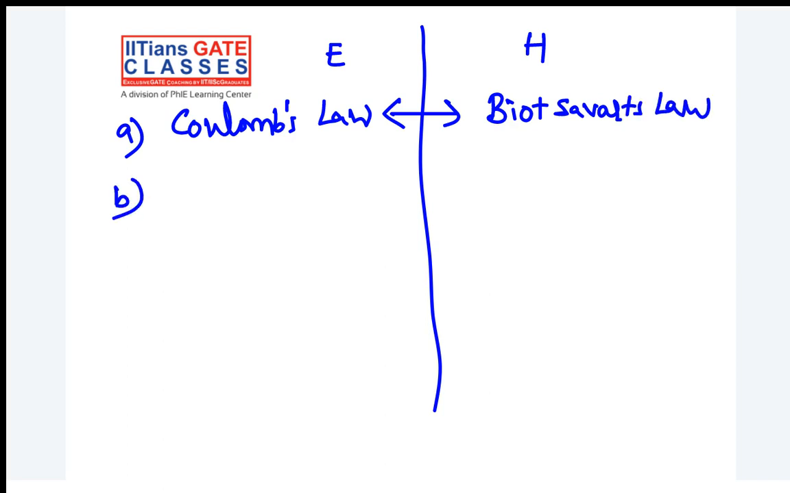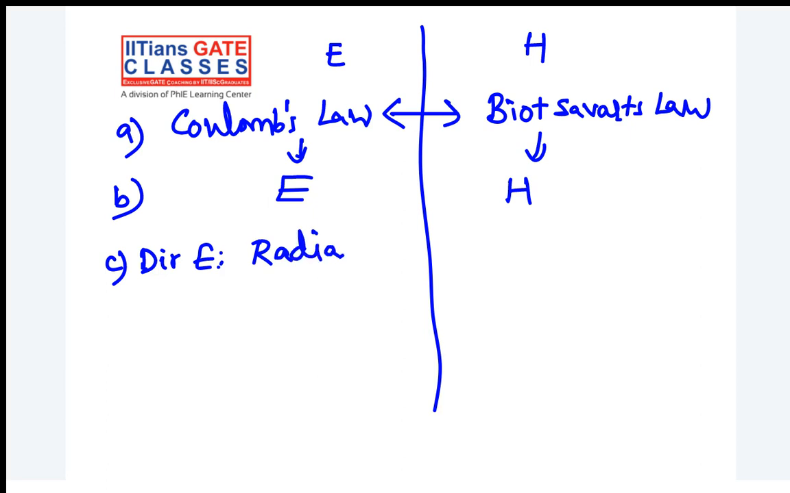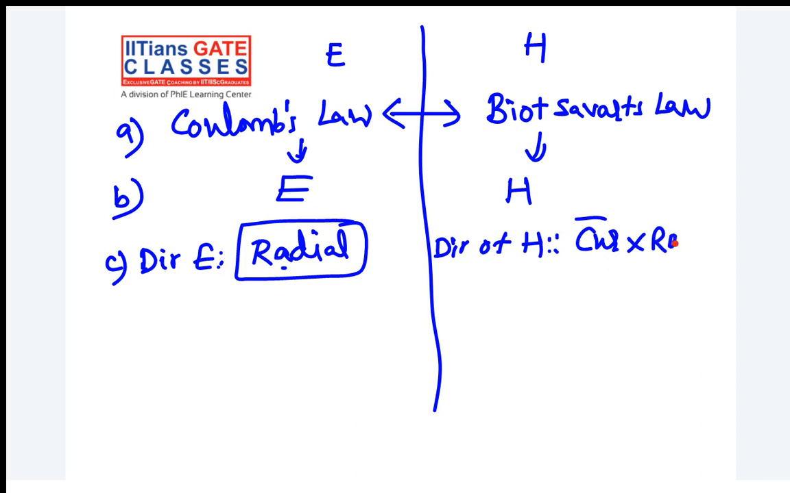And the second comparison is that from Coulomb's law, you are able to define the electric field intensity. Similarly, using Biot-Savart's law, you are able to define the magnetic field intensity. The third point: the direction of electric field intensity is radially away from the source or radially towards the source. Ultimately, it's a radial direction. The direction of the magnetic field will be basically the cross product of the current direction into the radial direction.